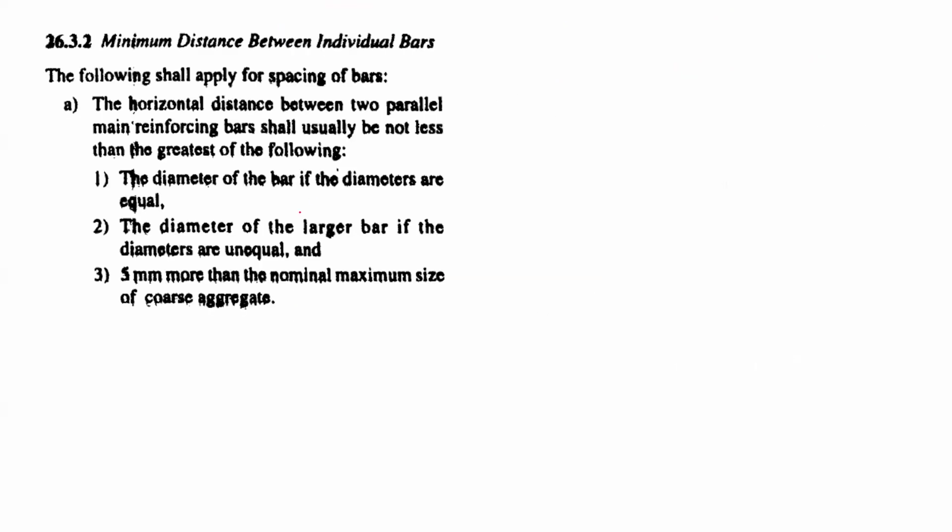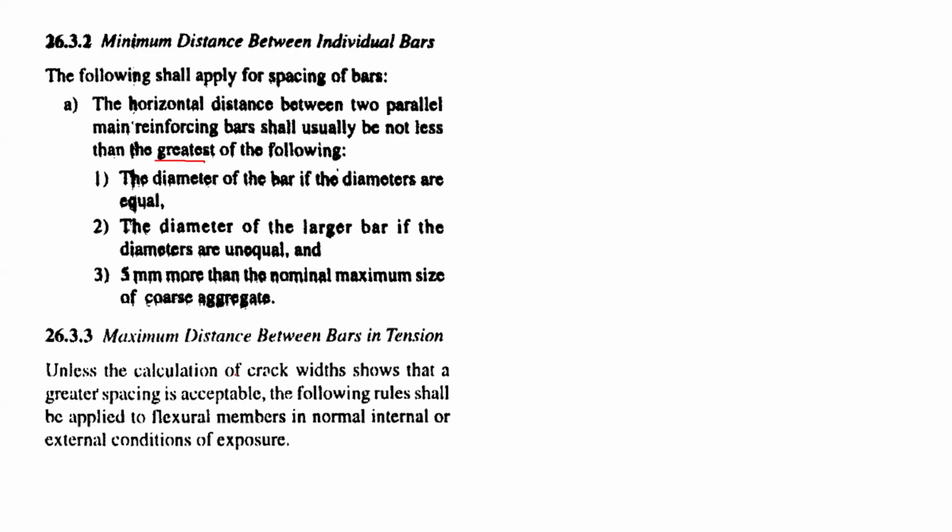Now the minimum distance between individual bars. The following shall apply for spacing of bars. Between two bars they have given three criteria. One, the diameter of the bar, if all diameters are equal. If the diameters of the bars are unequal, meaning one is 20 and another is 25, then we take 25. Third, 5 mm more than the nominal maximum size of coarse aggregate. We have these three criteria and we have to take the greatest of the three.